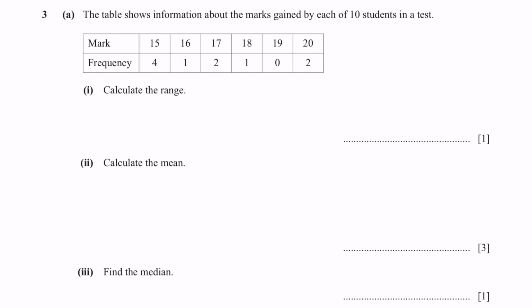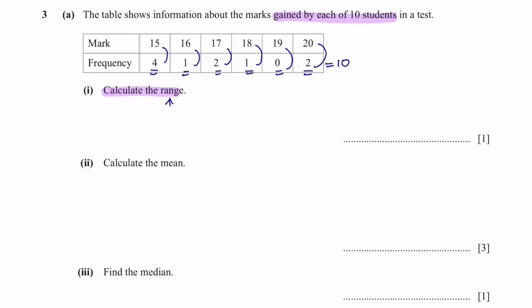Question 3, Part A. The table shows information about the marks gained by each of 10 students in a test. So out of 10 students, 4 of them scored 15, 1 of them scored 16, 2 of them scored 17, only 1 scored 18, none of them scored the mark of 19, and 2 of them scored the mark of 20. Part 1. Calculate the range.